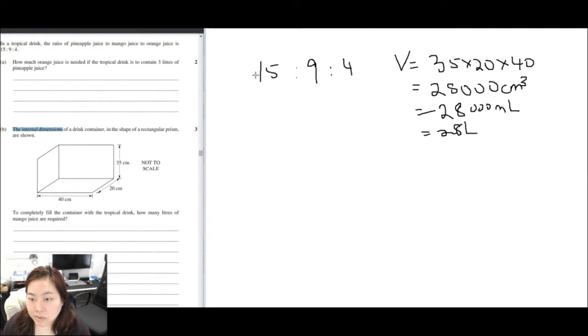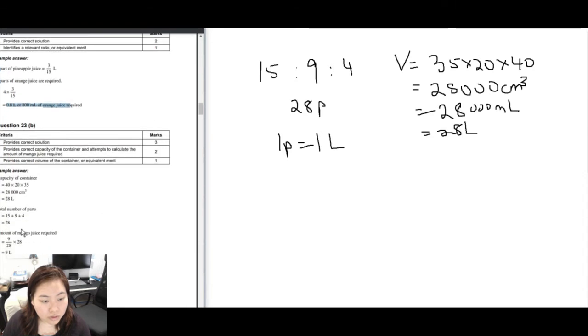28 liters has to be divided into how many parts? 15 plus 9 is 24, plus 4 is 28, 28 parts. Oh, well, that's convenient. So each part is 1 liter. So we need 9 liters of mango juice. 9 liters of mango juice? Yeah.